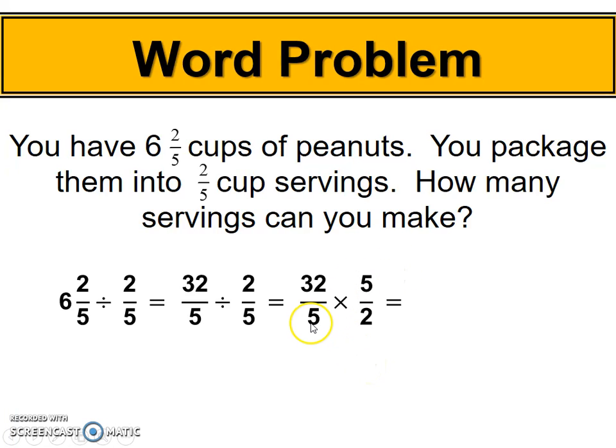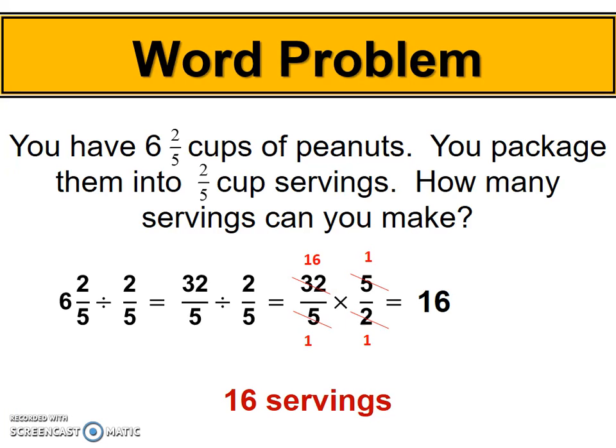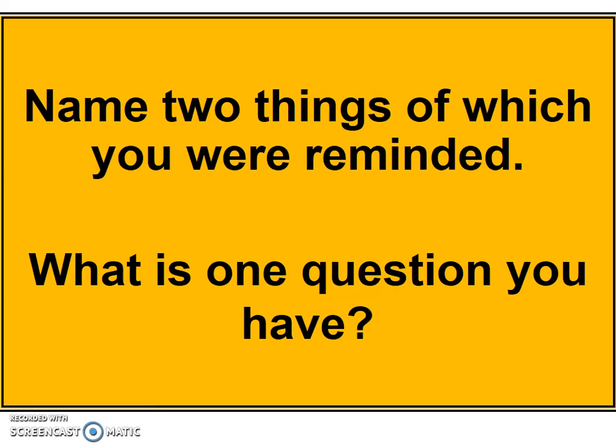All right, so hopefully you canceled out a common factor of 5 and canceled out a common factor of 2, and that leaves us with 16 servings from the 6 2/5 cups of peanuts. All right, so that covers sort of everything, all the different skills we've talked about throughout the unit.